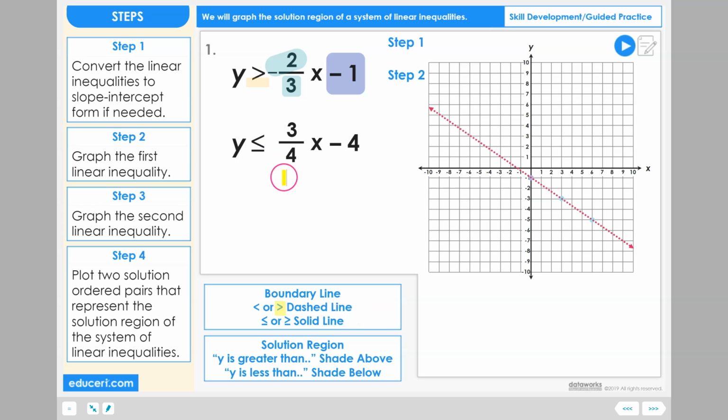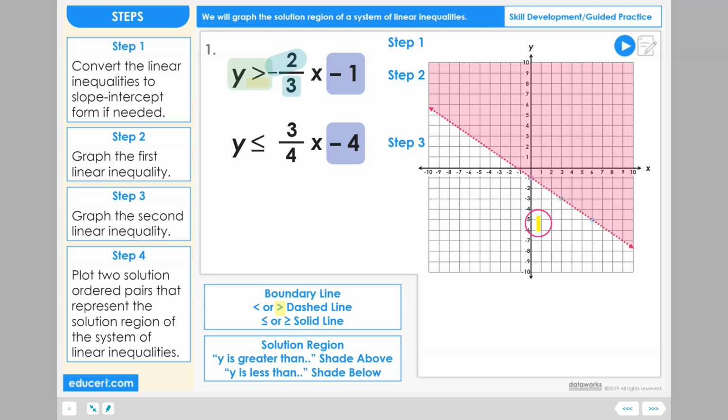The solution region for this first linear inequality is going to be shaded above the boundary line because the inequality is y is greater than, and y is greater than solution regions are shaded above the boundary line. This completes the graph of the first linear inequality. Step 3. Graph the second linear inequality.